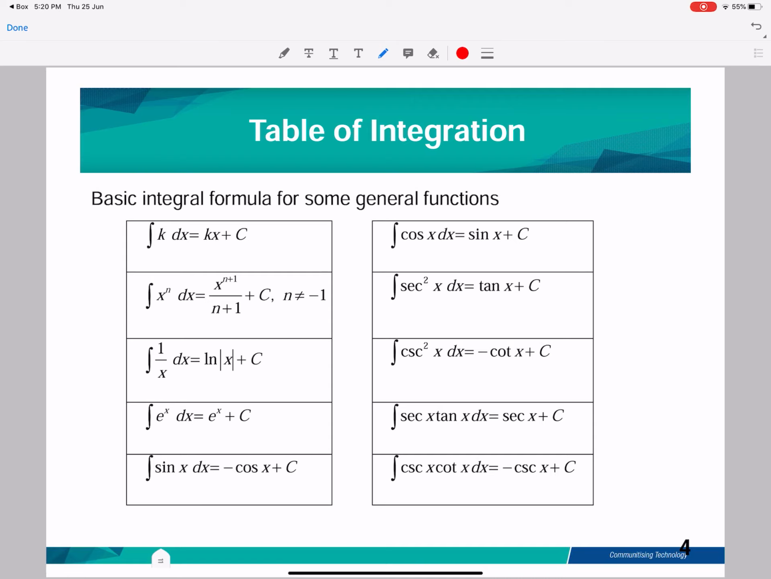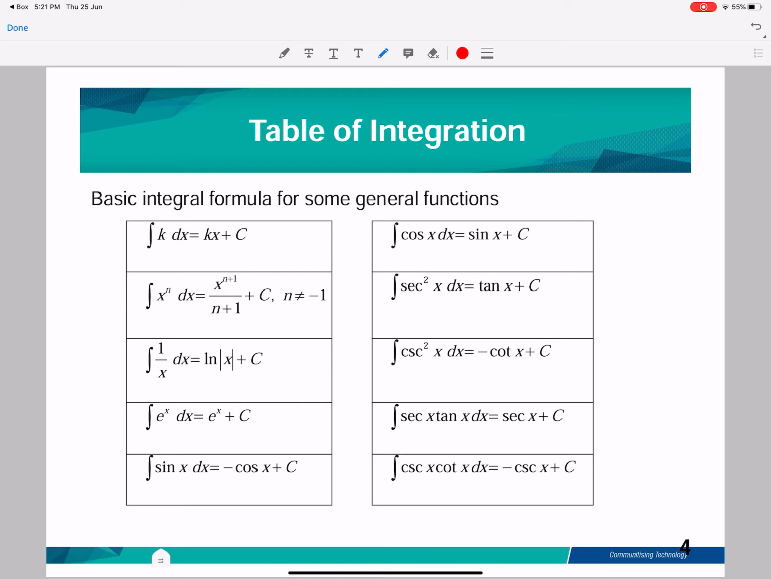So these are the basic integral formulas for some general functions. We have more formulas in your formula book. You may refer to pages 22, 23, and also I guess 24 as well. You can check later. And some of the formulas we will not be using for your syllabus. For your syllabus, we just concentrate on certain formulas.